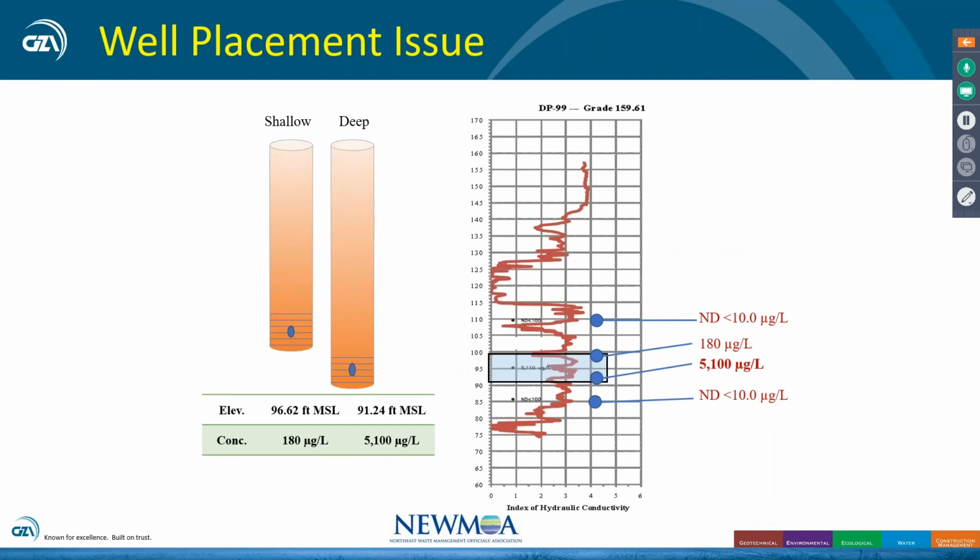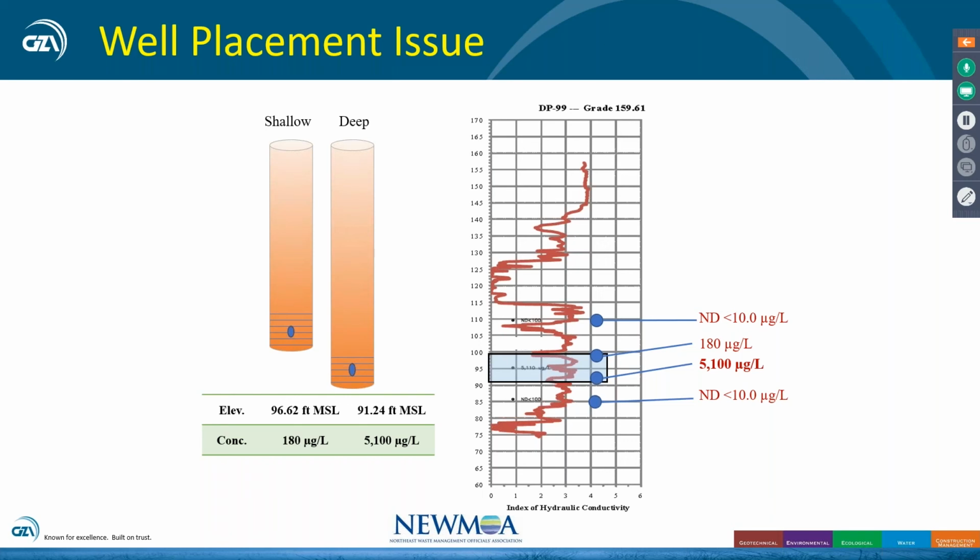Here's another location. This is what actually got us the job. The former consultant had the well to the left showing 180 parts per billion. We looked at the geology and thought there was a restrictive layer at the bottom, and so we requested a deeper well, and we found 5,100. So in this particular case, the previous consultant said no remediation is required. In this application, remediation is required.